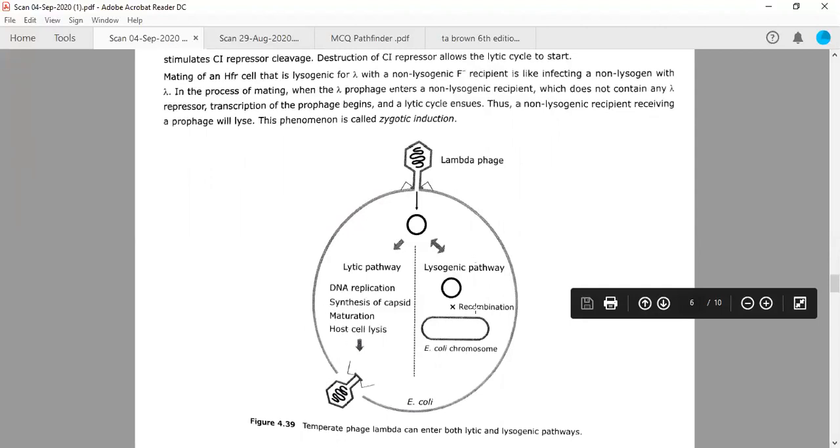So everything is given in this slide. So first of all, it will show some lysogenic pathway, show the recombination with this chromosome, or it can show the lytic pathway as well. So this is called temperate phage. Temperate phages are able to perform both the pathways, lysogenic and lytic. In the lysogenic pathway, they will be integrated into the bacterial chromosome. In the lytic pathway, they will synthesize their DNA. They will undergo DNA replication, synthesis of capsid proteins, and maturation, assembly, and then they will lyse the host cell and release the viral particles.